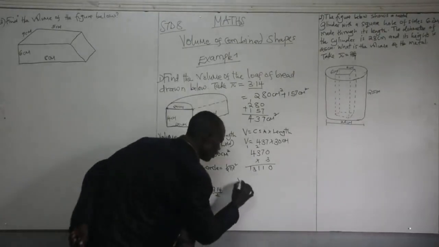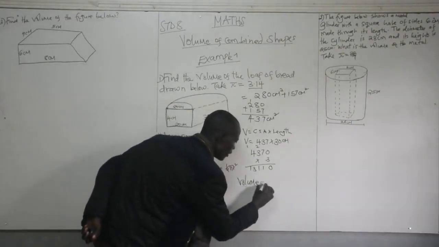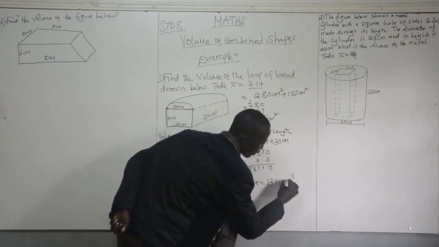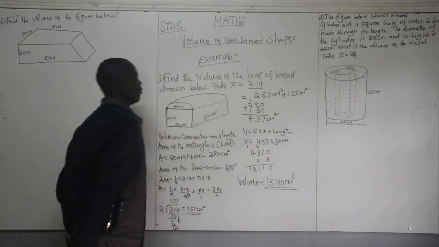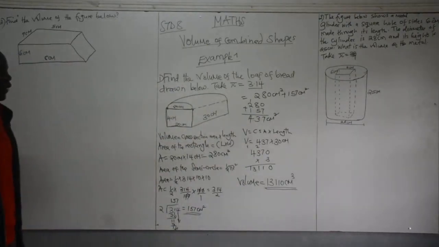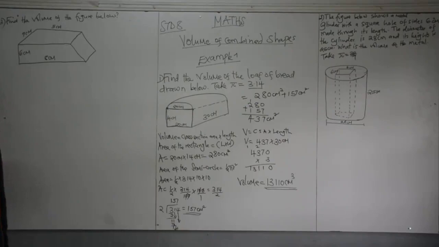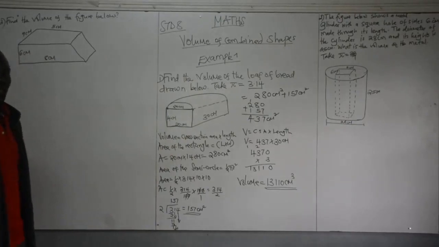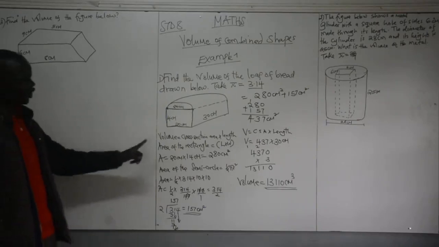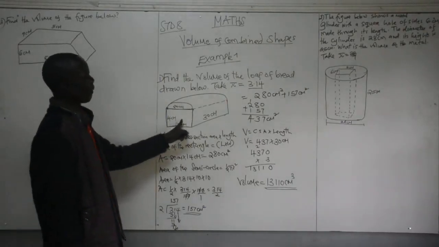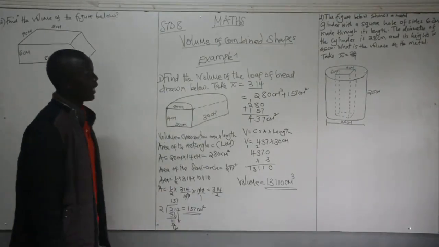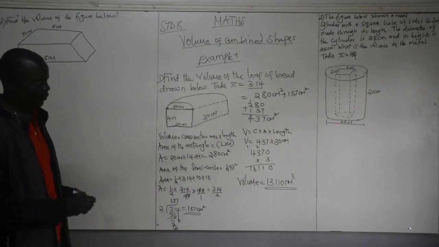So we now say the volume is equal to 13,110 cubic centimeters. So this is now the volume of this loaf of bread. Remember I've said to say volume is equal to the cross-section area, then you multiply by the length. The cross-section area, you get the area of the rectangle plus the area of the semicircle, then you multiply by the length. In this case it was 30 centimeters.